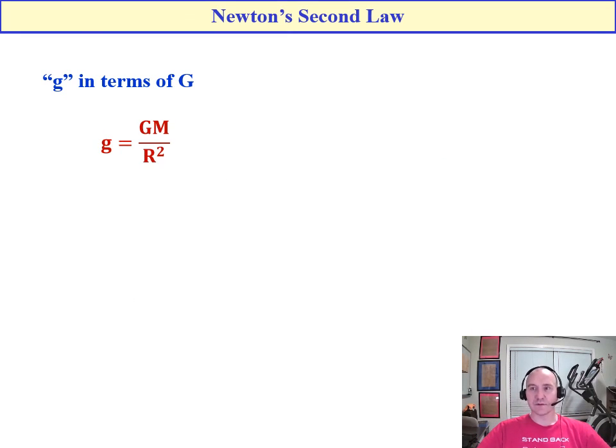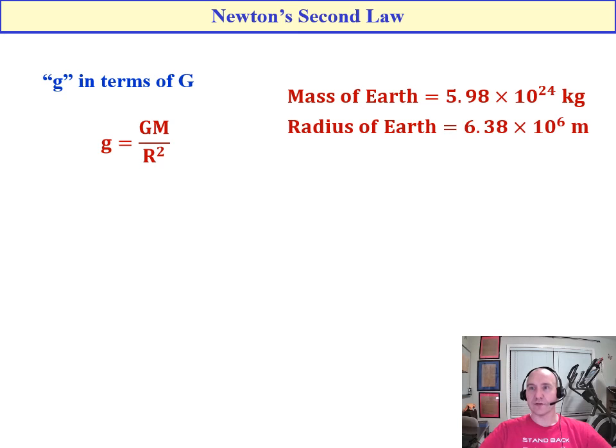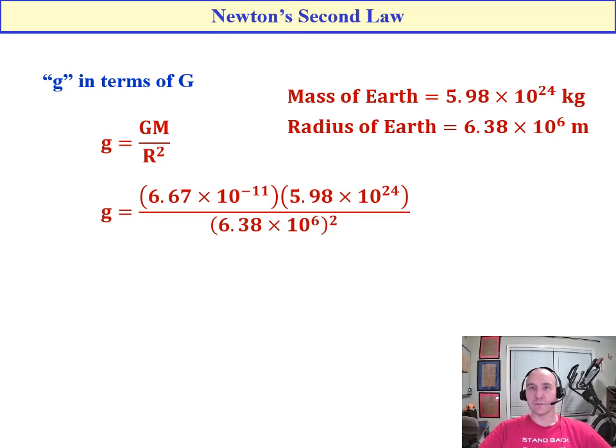Let's look at the surface of the Earth. All right, so the mass of the Earth is 5.98 times 10 to the 24th kilograms. The radius of Earth is 6.38 times 10 to the 6 meters. So if we plug all those numbers in, the gravitational constant, 6.67 times 10 to the negative 11th, times the mass of the Earth divided by the distance from the center of the Earth to its surface. Now you've got to be careful with that. Just because you're standing on the surface doesn't mean your distance is 0. The distance is measured from the center of you to the center of the Earth. And that effectively is the radius.